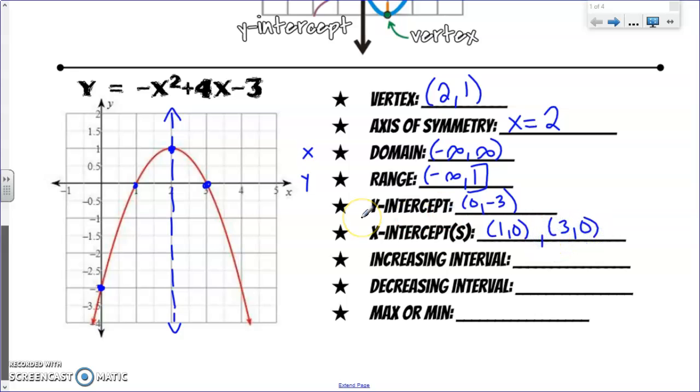Okay, does everybody understand that part? Anyone not? Okay, so let me show you one quick thing.